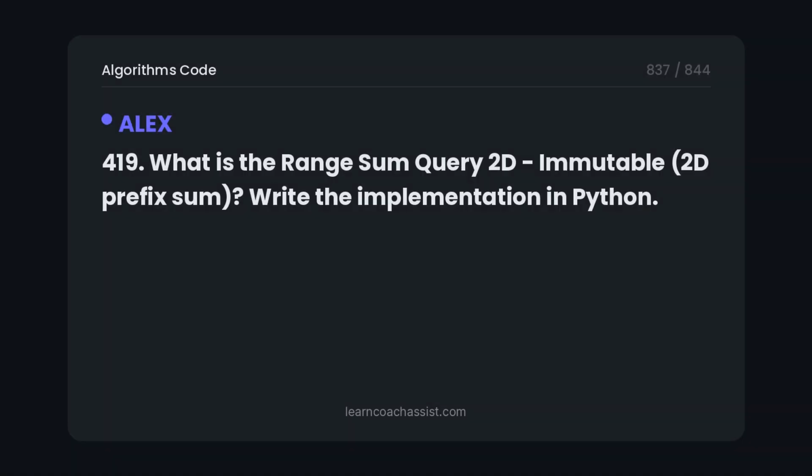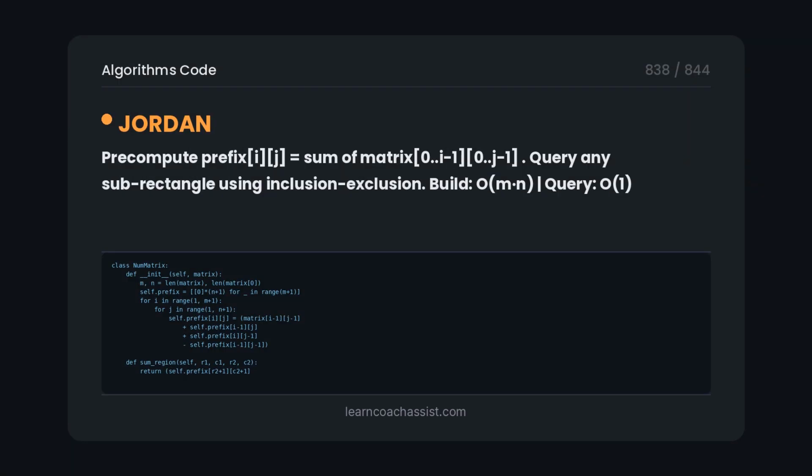For 419, what is the range sum query 2D immutable, 2D prefix sum? Write the implementation in Python. Precompute prefix[i][j] equals the sum of matrix[0..i-1][0..j-1]. Query any subrectangle using inclusion-exclusion. Build O(mn), query O(1).